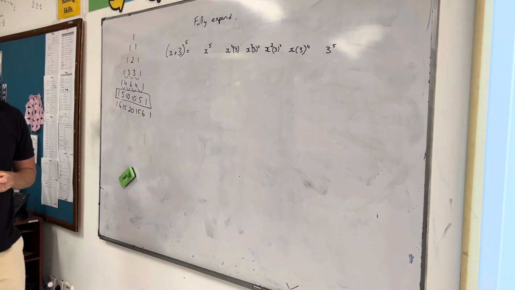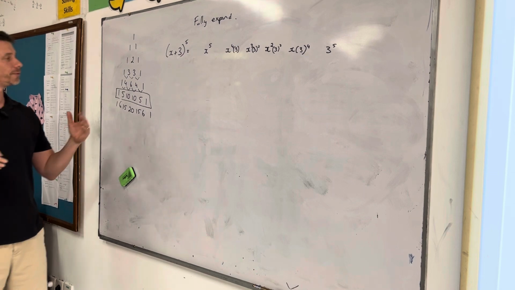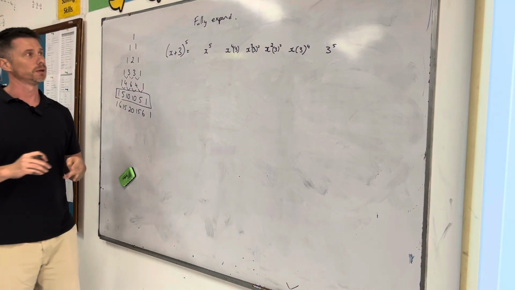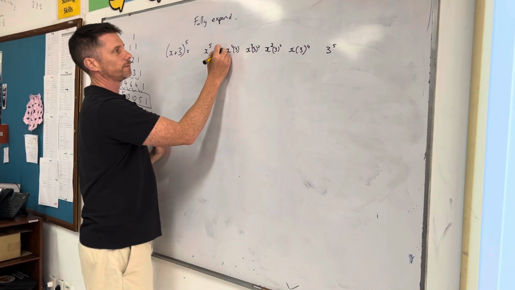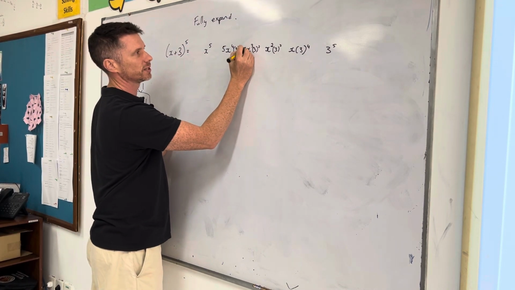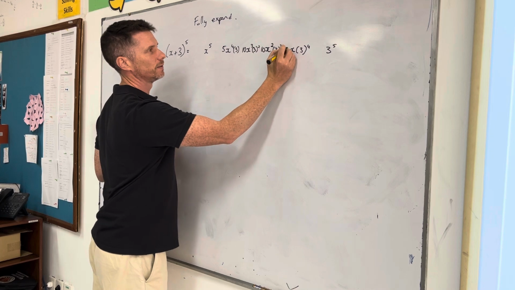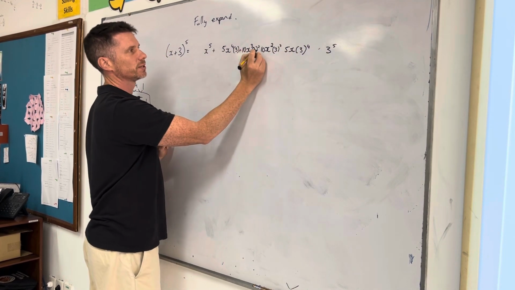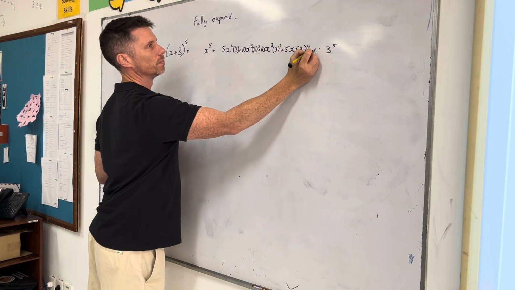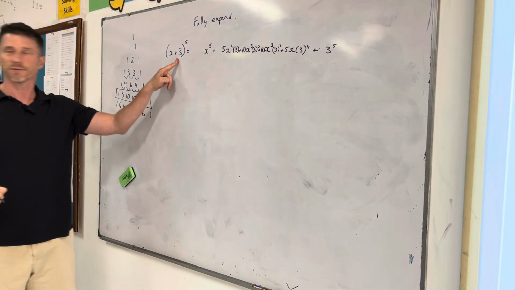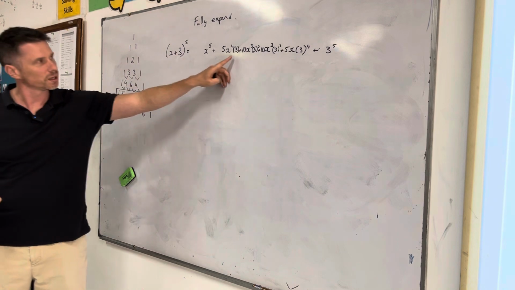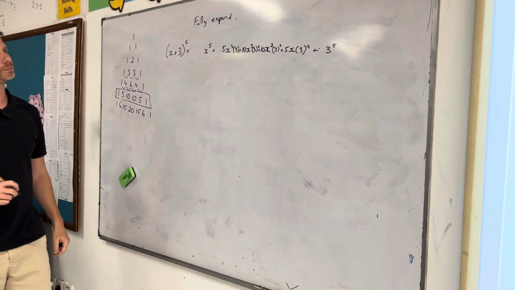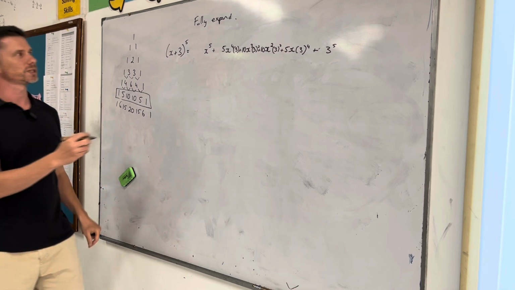Now in front of it, we've got a bunch of coefficients we need to install: 1, 5, 10, 10, 5, 1. Plus, plus, plus, plus, plus. Now, if this was a negative 3, you just put in negative here, and every second one would end up being negative, wouldn't it? But we're done. Okay, that's a bit messy, but we're going to tidy it up.